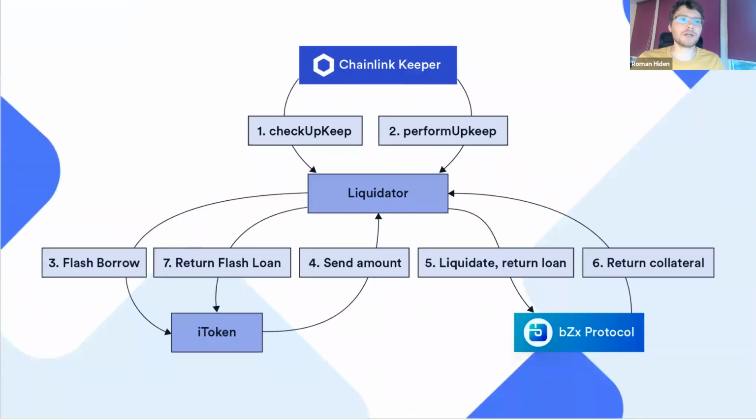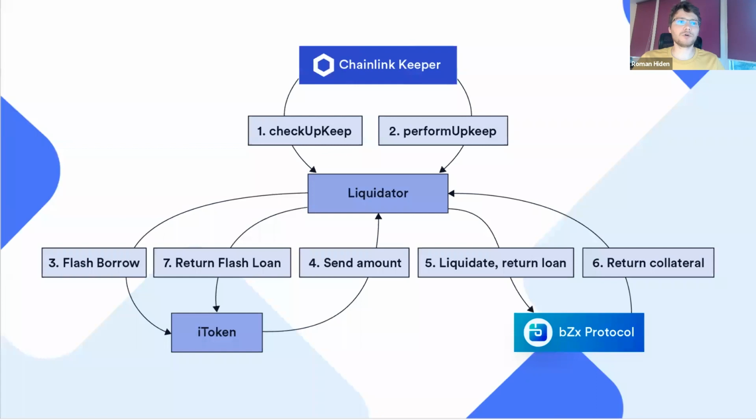As you can see on the diagram, the Chainlink Keeper network constantly calls check upkeep to see if there is new work. If there is a new task, perform upkeep is called. Flash loan magic is happening after that in the liquidation contract.